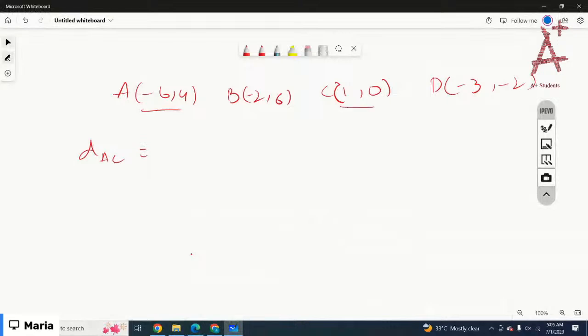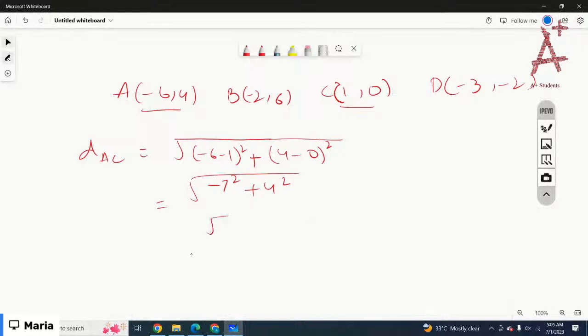AC, A is negative 6, 4 and C is 1, 0. So just use the distance formula. It would be negative 6 minus 1 whole square plus 4 minus 0 whole square. That would be negative 7 square plus 4 square. So it would be 49 plus 16, and that equals 65, and square root of 65 is equal to 8.06.